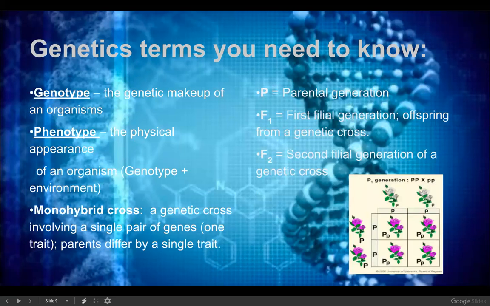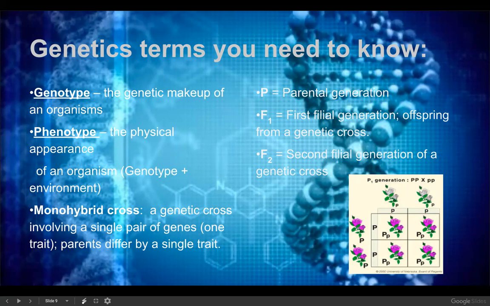Some other genetic terms. Genotype, genetic makeup of an organism. Again, does it inherit two blue eye genes, or brown and a blue, or two browns? The phenotype is, what does it actually look like? That person has blue eyes. So a monohybrid cross is just a genetic cross involving a single pair of genes. So we're just looking at eye color.